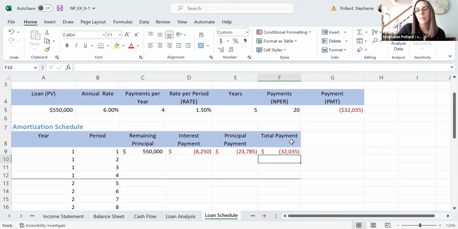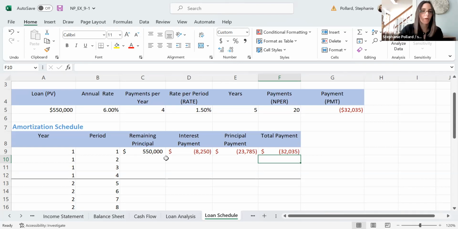So notice that my total payment is 32,000. It matches this right here, 32,035. And then what's happening is for that first $32,000 payment that I'm making, about $8,000 is going towards interest, and about $24,000 almost is going towards the loan. So that's what happens for the first payment.